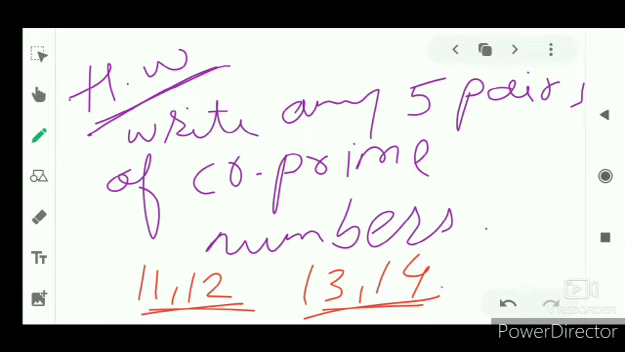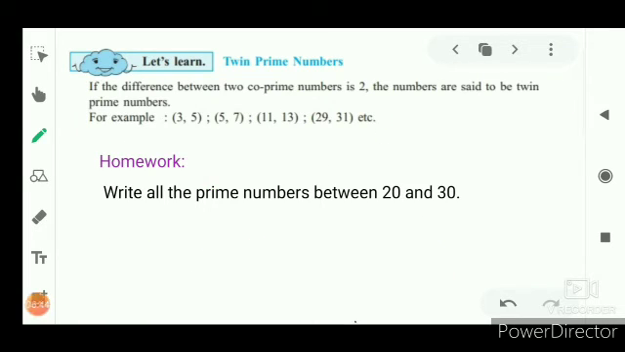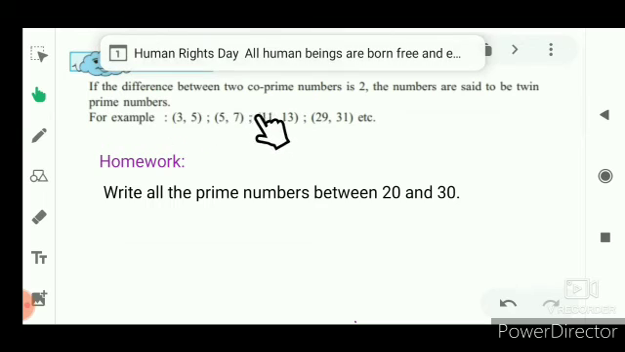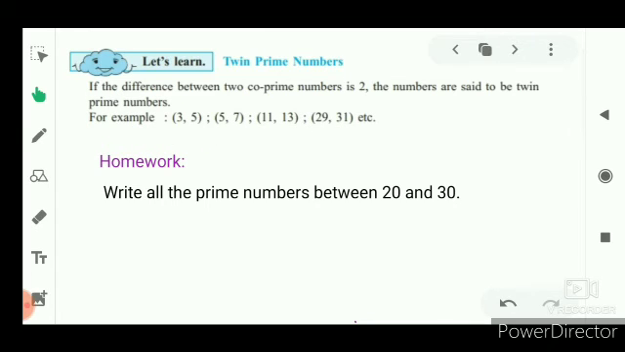Okay, now let's see what twin prime numbers are. Twin prime numbers. If the difference between two prime numbers is 2, then the numbers are said to be twin prime numbers. What does it say? We have to take two prime numbers, and if their difference is 2, then such a pair of numbers is called twin prime numbers.